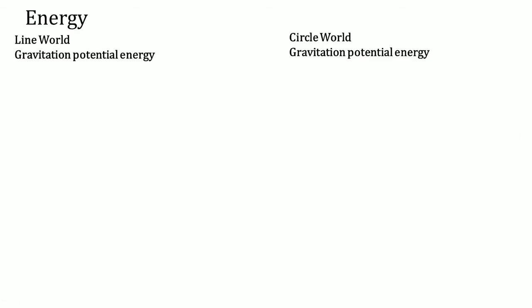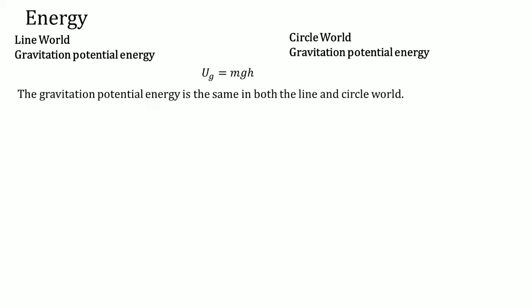We look at energy. In the line world, there is gravitational potential energy. We define that as UG equals MGH. There is no gravitational potential energy equivalent for the circle world, because the gravitational potential energy is the same in both the line and circular world. Potential energy is defined as its displacement away from equilibrium based on H times gravity times its mass.